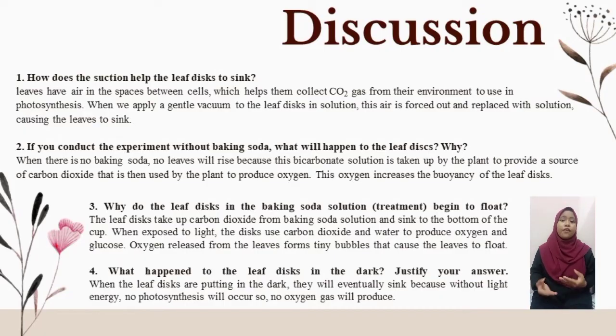And the fourth one is what happens to the leaf discs in the dark. When the leaf discs are put in the dark, they will eventually sink because without light energy, no photosynthesis will occur and no oxygen will be produced. However, respiration continues in the dark, so the discs will use up the accumulated oxygen gas and will also produce carbon dioxide gas during respiration.